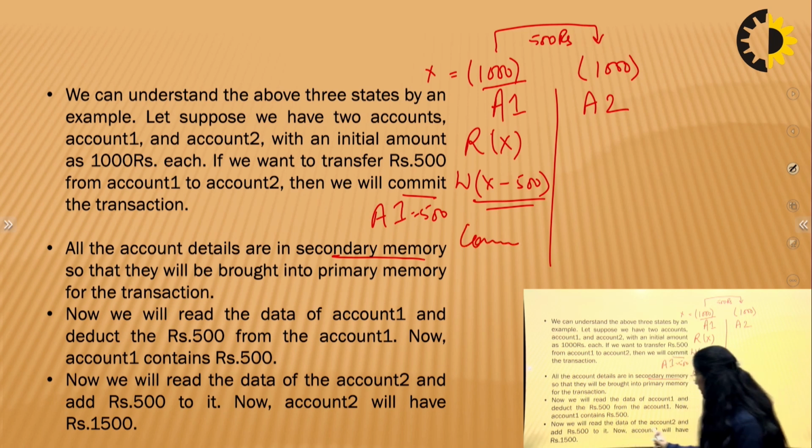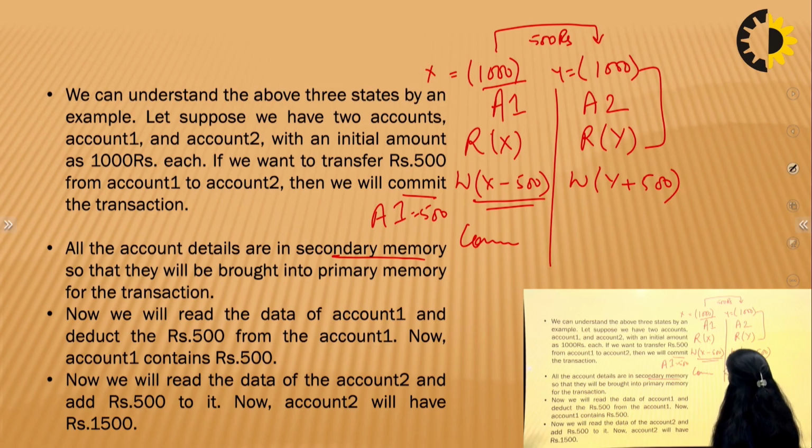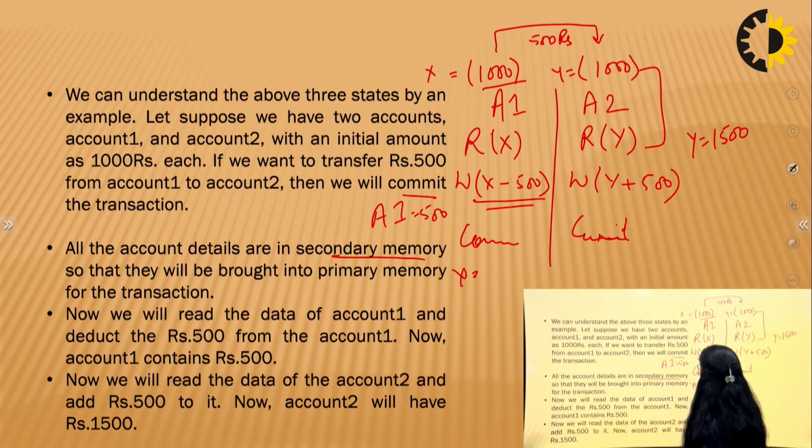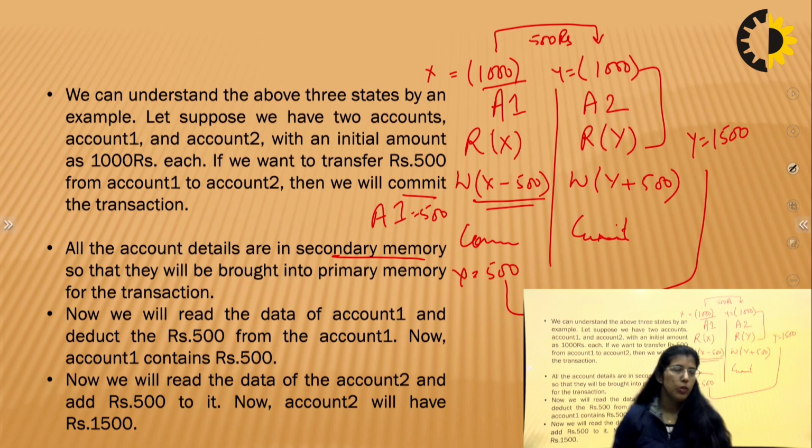Now we will read the data from account 2. For example, this is a variable y, and you read that it has 1000 rupees. Now another write operation: it will add 500 rupees to this account. And now the commit operation is done at last. Now account y will have 1500 rupees and account 1 will have 500 rupees. So this is how transfer of money is done using all these steps: read, write and commit operations.